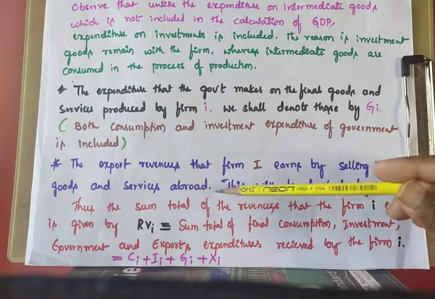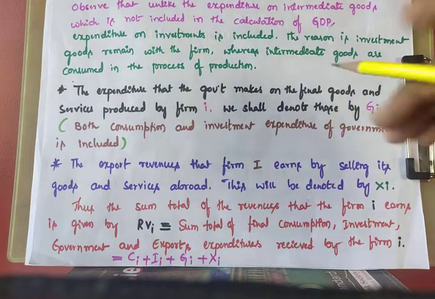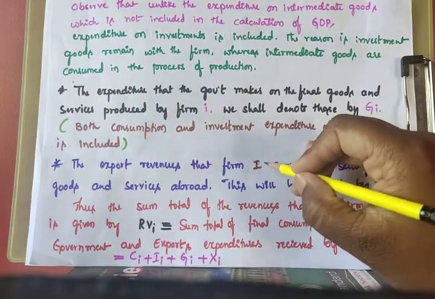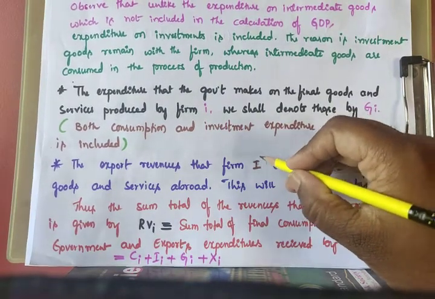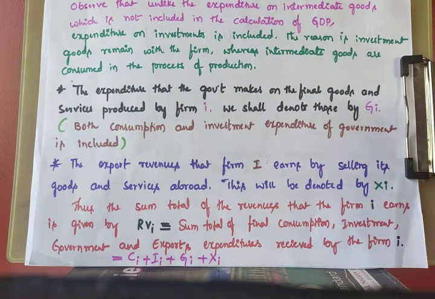And here, the export revenues that firm I earns, small I means the firm, by selling its goods and services abroad, that is called export revenue. So when the firm sells goods and services to another country, what it earns from that is called export revenue.